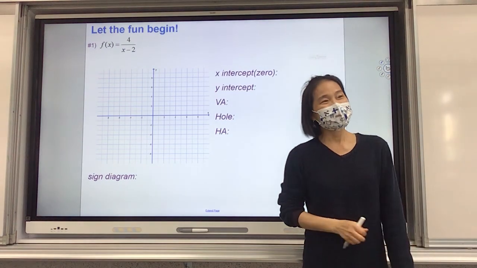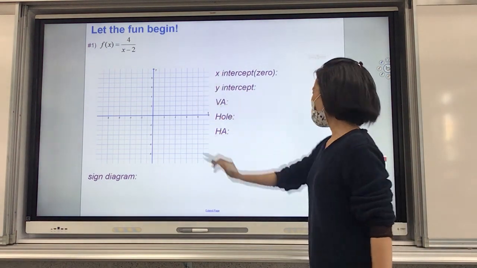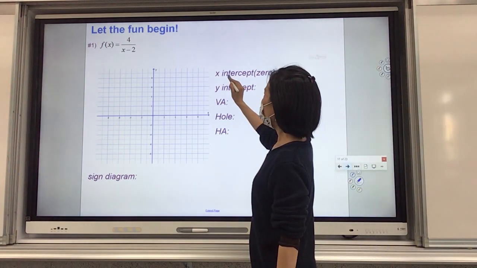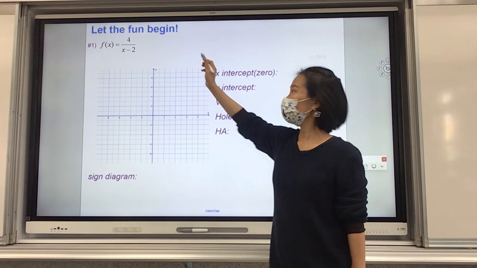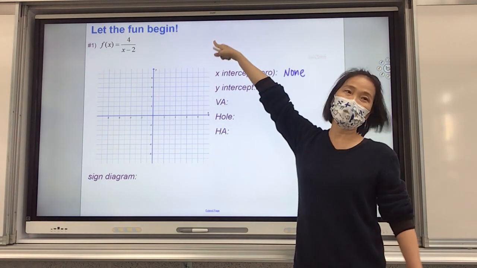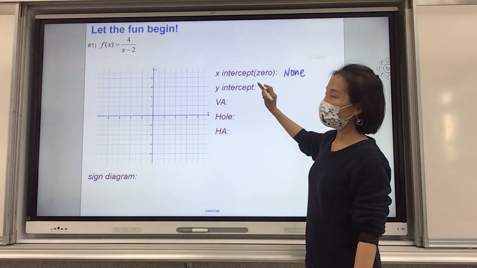Let's start with the easy one. This is very easy, right? X-intercept, none, because in the numerator, there's no x. Can you tell me the y-intercept?